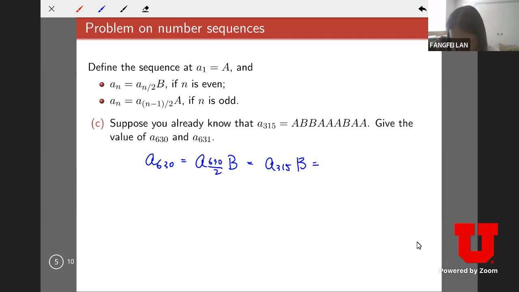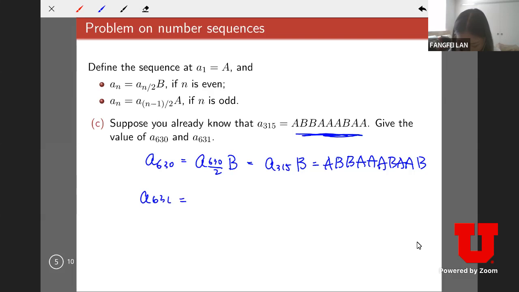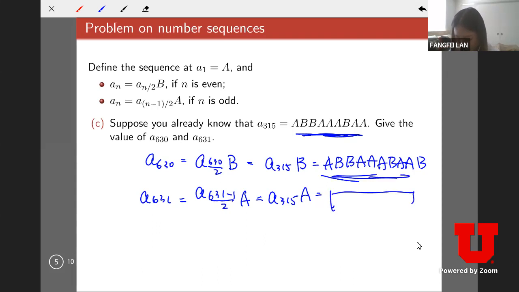And we basically plug in this long string over here into here, ABB, AAA, BAA. And then we have B at the end. So we're going to do the same thing for A631, which is A631 minus 1 over 2A. And that also gives us A315A. So it's basically the same string right here, but we have an A at the end. So A, B, B, A, B, A.